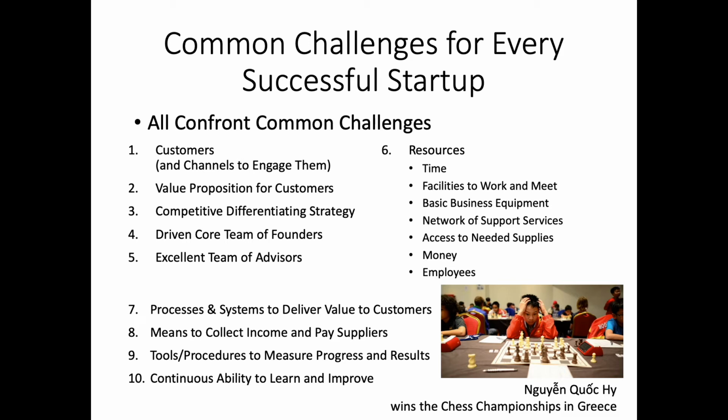Speaking of pay, the next item is means to collect. We need to have a team and a methodology for collecting our income and also for paying our suppliers. How are we going to do that? Next item is tools and procedures that we use to measure progress and results. Is this very simple, like an Excel spreadsheet? Or is this a very sophisticated system, like an ERP system or a CRM system? What are we going to be using to measure progress and results? Certainly in accounting, we need to be measuring financial results.